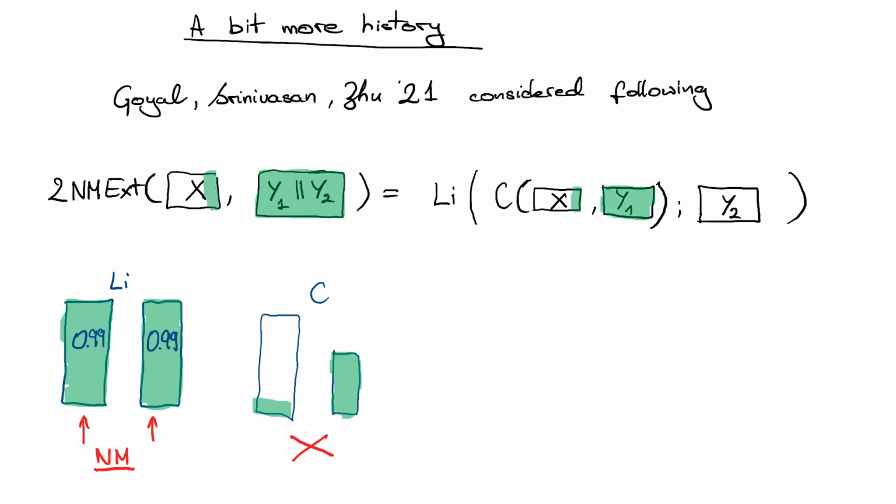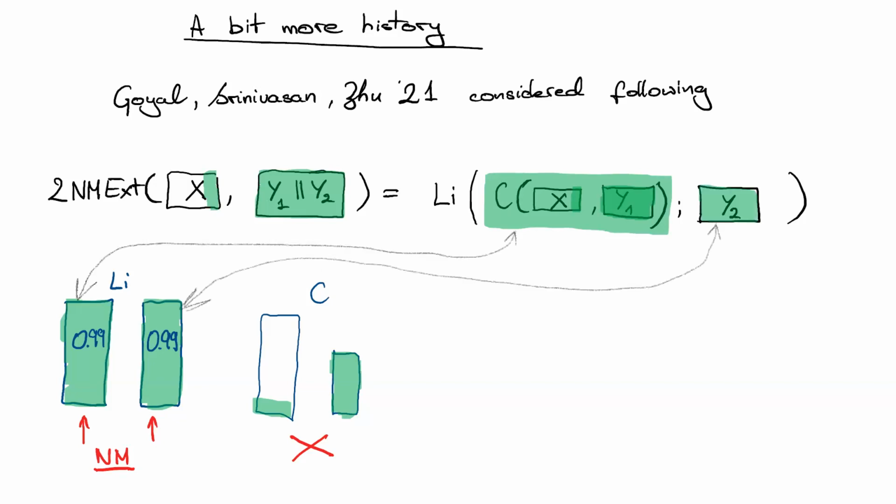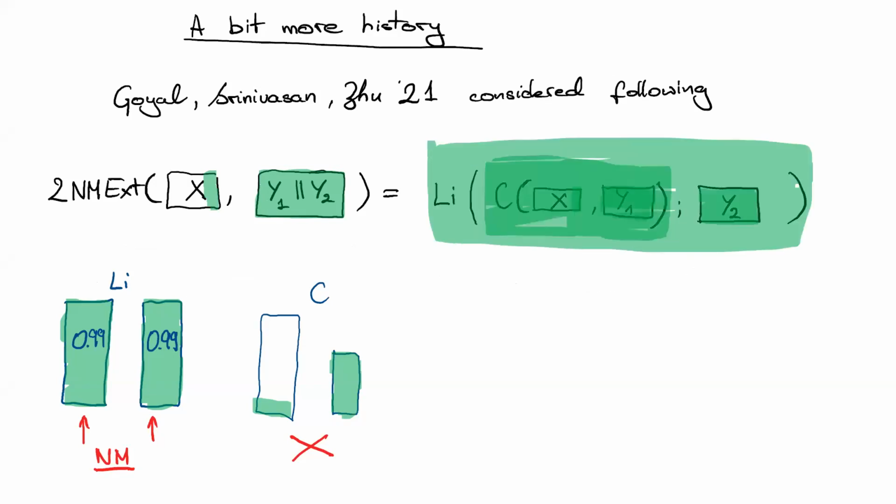And yeah, if you plug it in, if this is uniform, then Y1 is uniform. This is sufficient to run the seeded extractor. So this is uniform. And now, since this was uniform, Y2 is also uniform. This is sufficient to run Li. Everything is nicely uniform. There is a small issue.